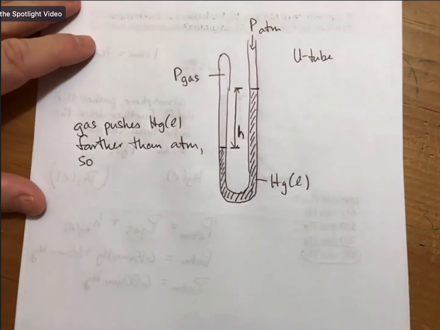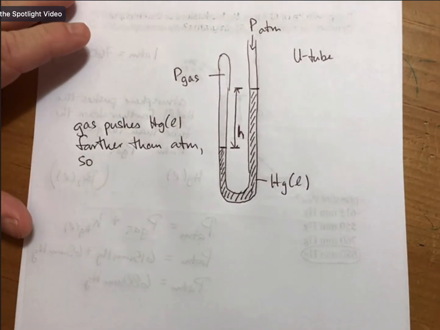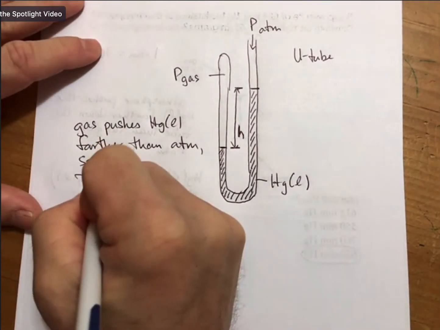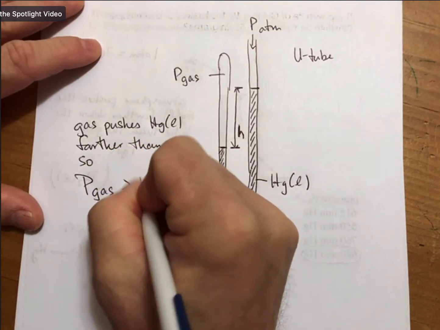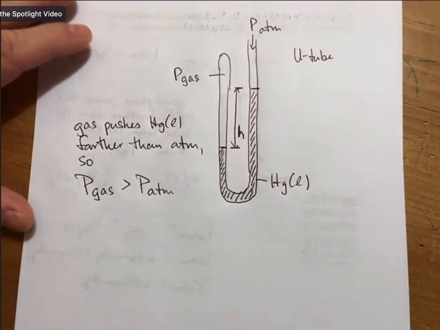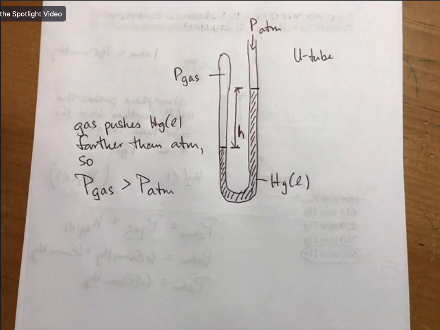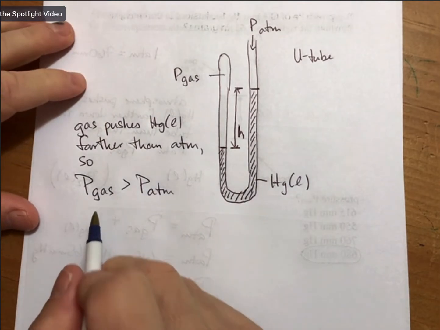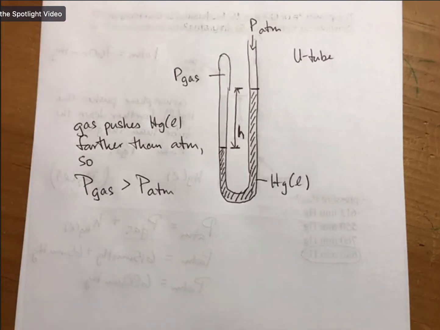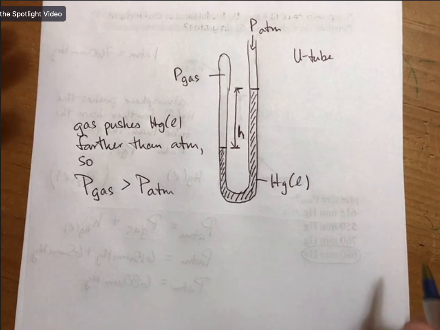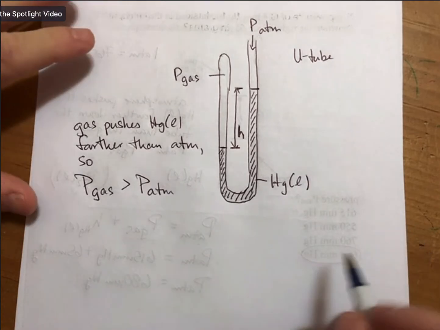So I know the pressure of my gas must be higher than the pressure of my atmosphere. And there are a couple different ways to do it, but I always like positive numbers if I can deal with them. So I've assembled this process so that I can do that.